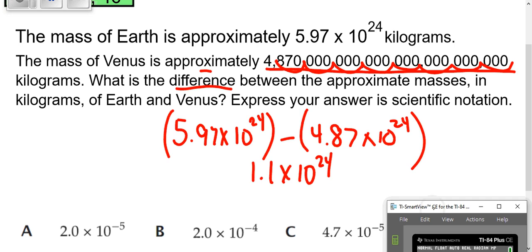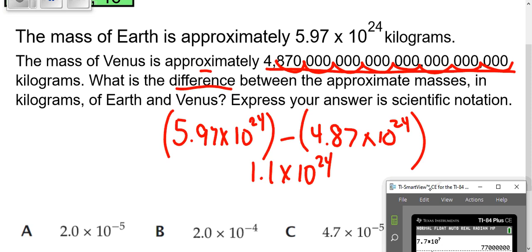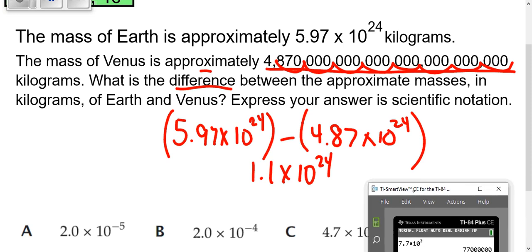And you notice that the numbers do not match the A, B, C, and D, but that is the answer. And express your answer in scientific notation. There it is, right here. All right.